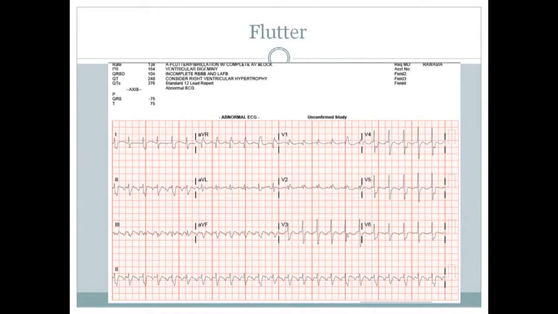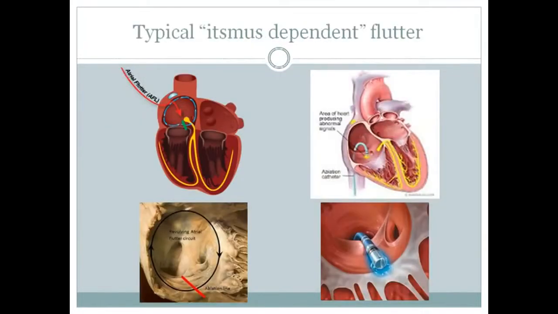Another example of flutter, 2-to-1 flutter, in this case with a right bundle, so it looks a little bit weird. But again, don't be fooled. Look at your classic morphology, and if you have the doubt, you're going to do anything you can to slow this down. You're going to do a vagal maneuver, or you're going to give him adenosine or something. We're going to talk about it.